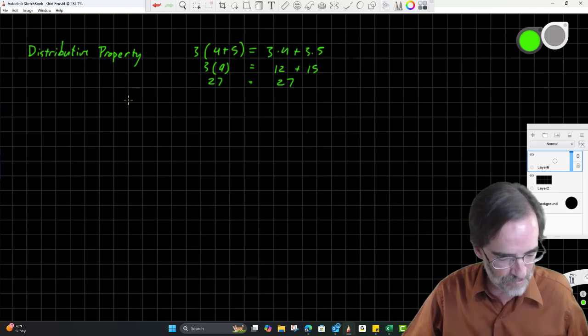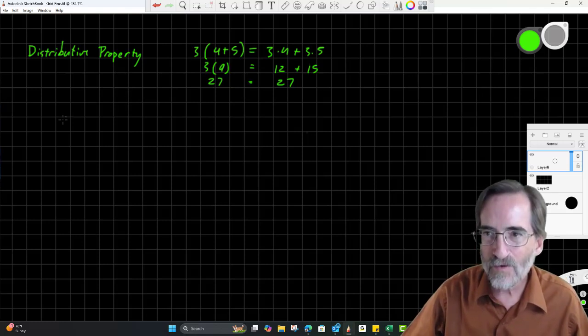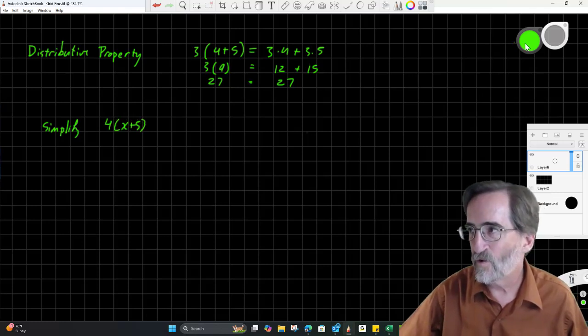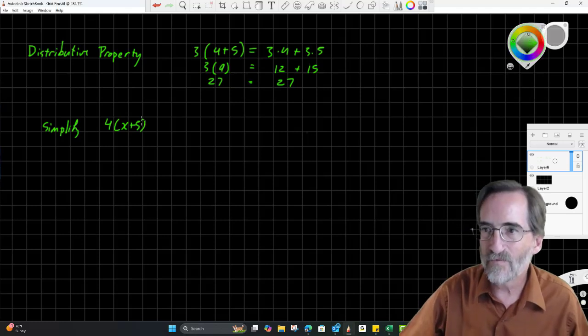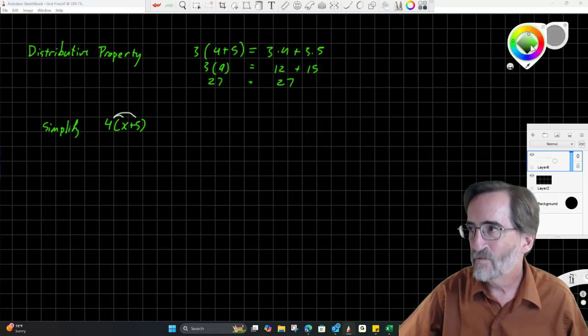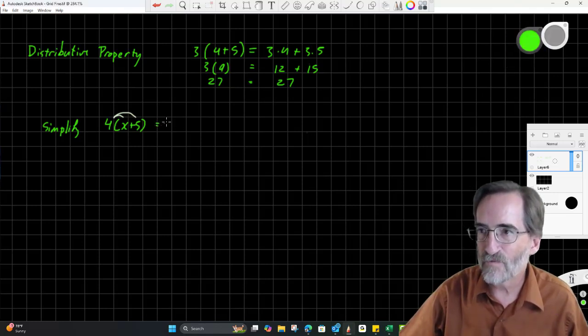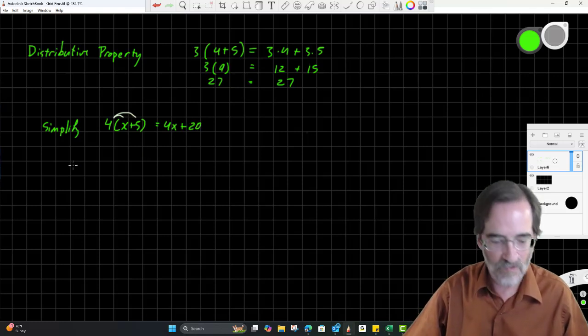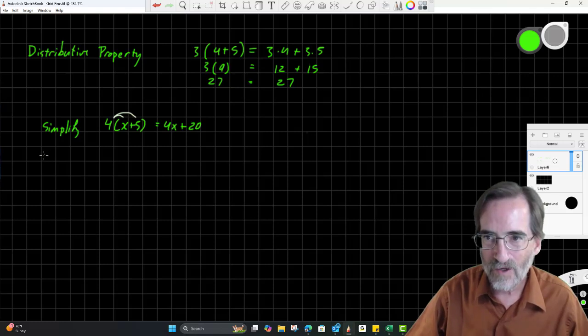Where the fun happens is this. Let's say we're asked to simplify with the distributive property. We can simplify 4 times x plus 5 by distributing the 4 to the x plus 5. So we multiply the 4 by the x and the 4 by the 5, resulting in 4 times x, or 4x, and 4 times 5, or 20. That one's simple enough. But what happens when you have a binomial by a binomial?